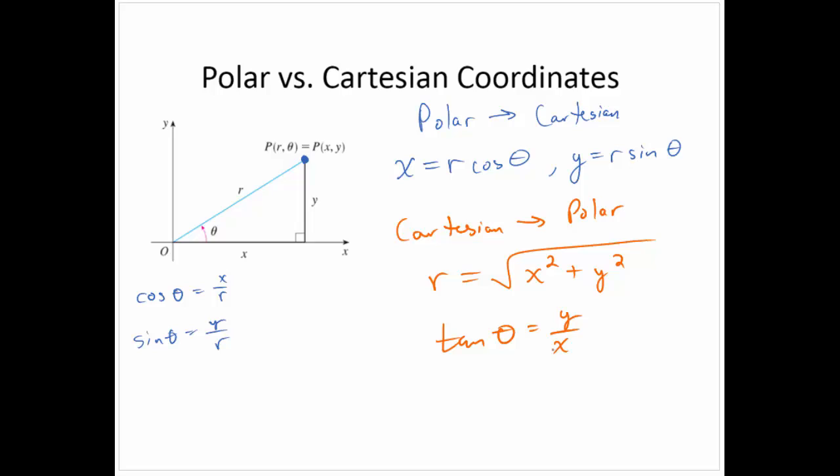We'd have to be careful there with the tangent theta. Remember that it'll only give you an angle between negative pi over 2 and pi over 2, so it will not always give you the exact theta that you want. You would have to then maybe extend beyond that to find the exact theta you need.